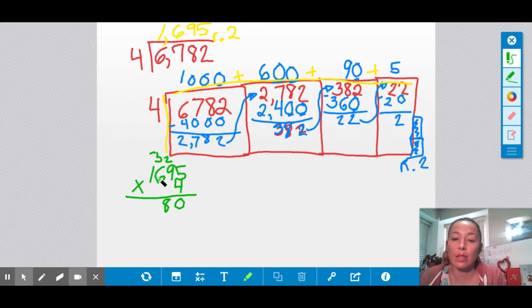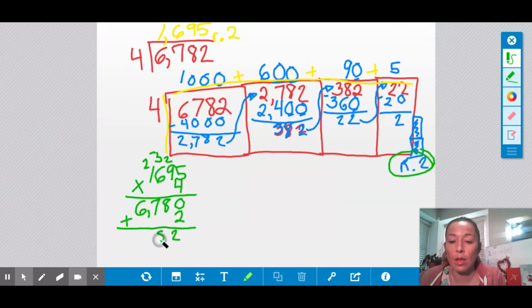4 times 6, 24. 25, 26, 27. 4 times 1 is 4. 2 more is 6. We got 6,780. Don't forget to add that remainder. Plus 2 more extras.